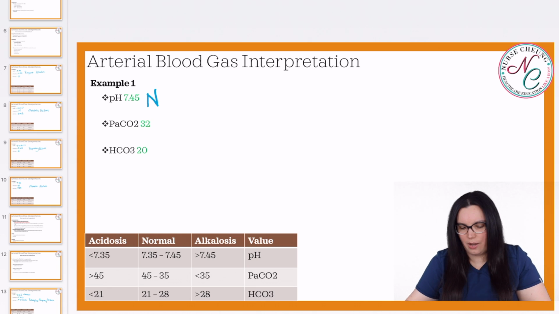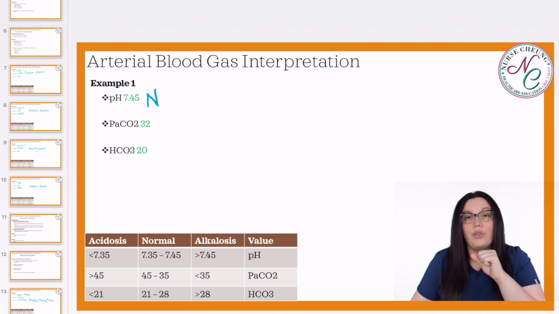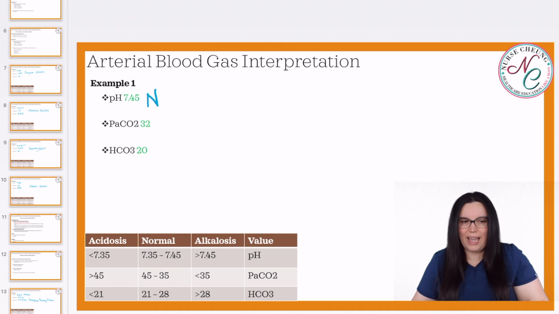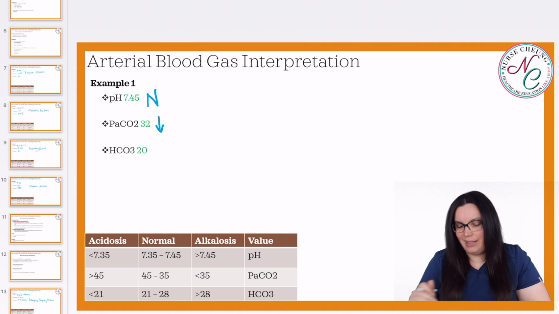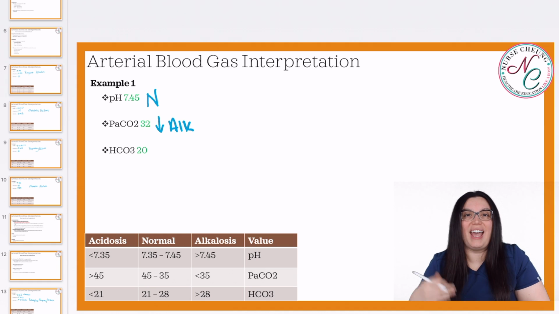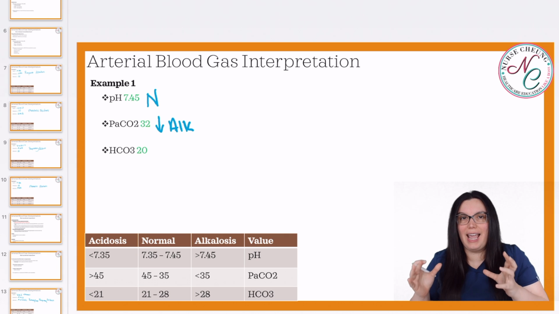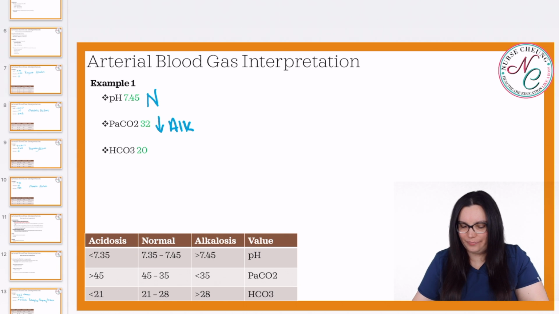What's out of whack going on here? Our PaCO2 is 32. So we know that that is low. So we're in an alkalotic state, right? Because normal is 35 to 45. Less than 35 is an alkalosis. We don't have enough acid to maintain those normal numbers.